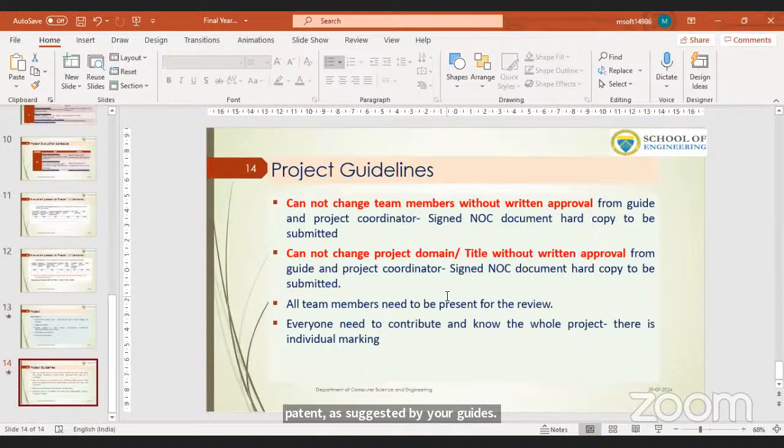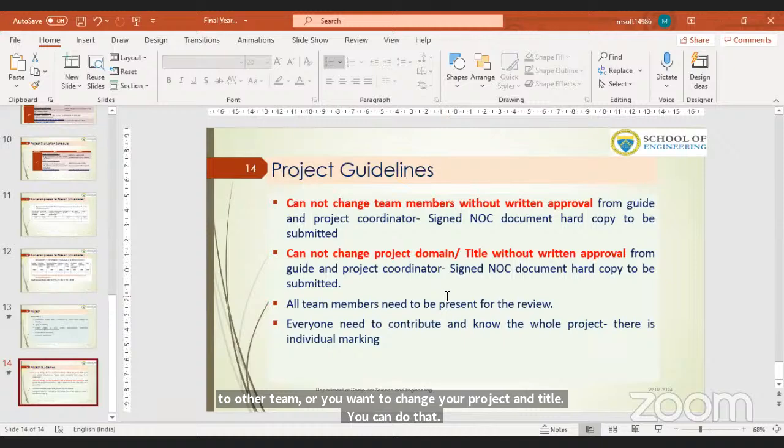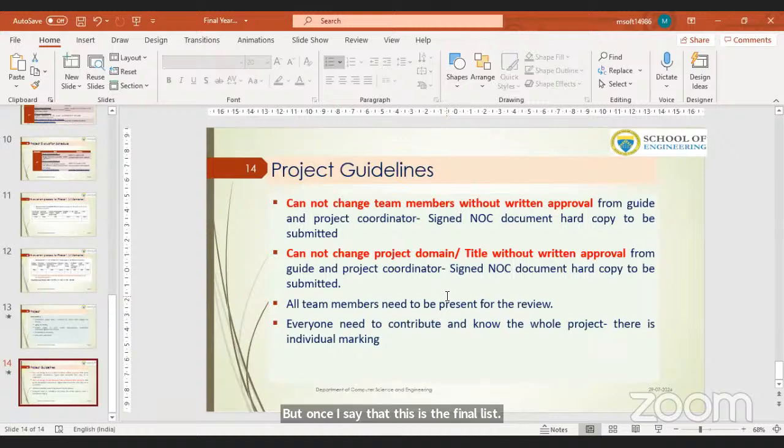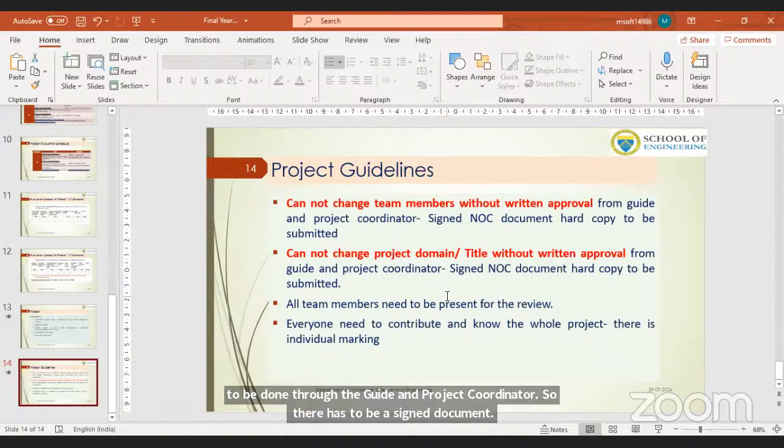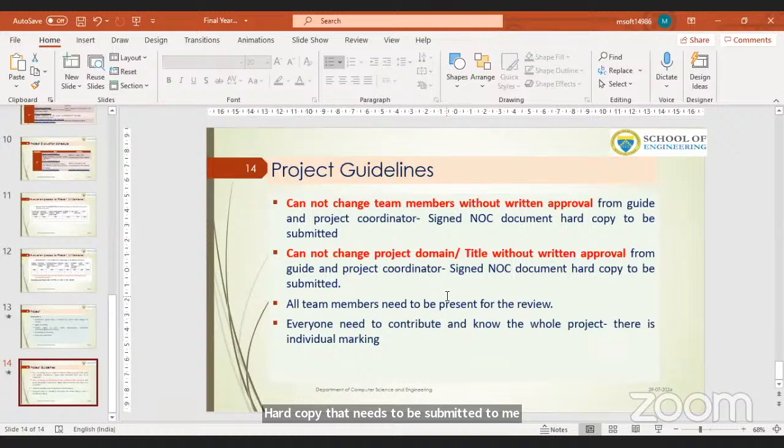And what you should not do: you cannot change team members without written approval once the teams are fixed. So I'll be giving 1 month of time. Till that time, if you still want to move from one team to another team, or you want to change your project domain and title, you can do that. But once I say that this is the final list, after that, any change in the team members, that means moving from one team to the other, as well as project domain or title, has to be done through the guide and project coordinator. So there has to be a signed NOC document, hard copy, that needs to be submitted to me in both of the cases.